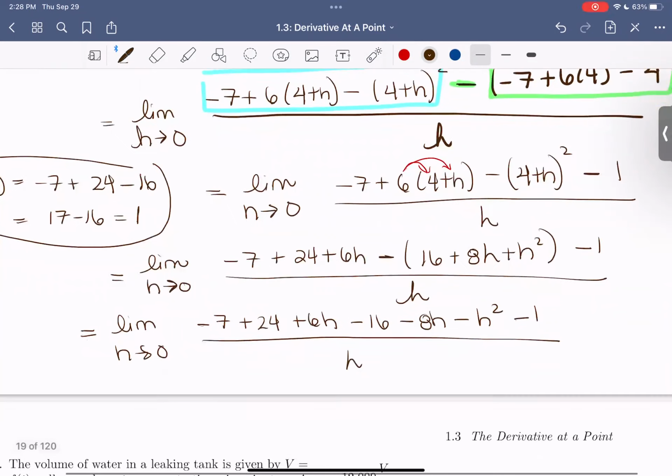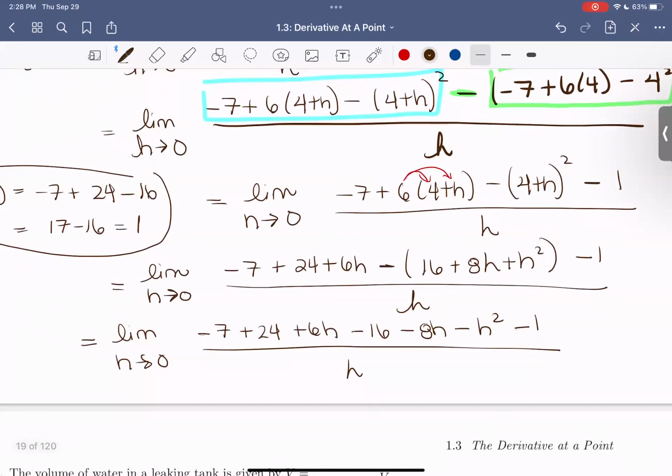So now let's take a pause and see if we can clean up that numerator at all. So I'm going to combine like terms. So I see that I have a 7, a 24, a 16, -16, and a -1. So those are all just numbers, so I can combine them. And we see what happens is this -7, -16, -1, that becomes -24. And then I have a positive 24. So all of those numbers cancel, which is just beautiful.